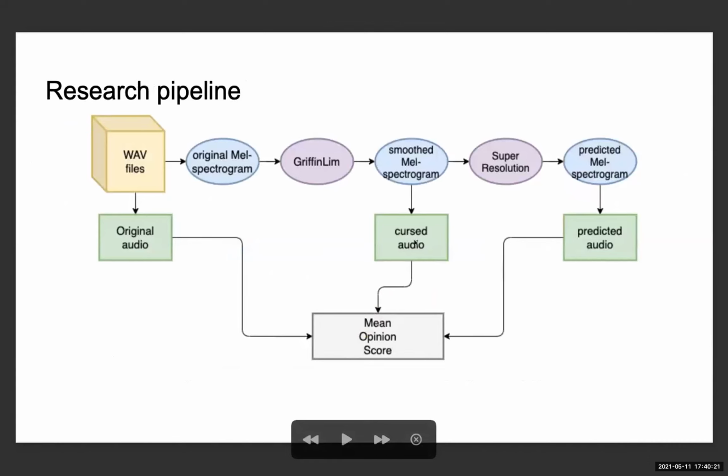Research pipeline. First, we need to get 2 different sets of Mel spectrograms. The first one we get with the help of Griffin-Lim, which artificially smooths them. We will get the second set by applying super resolution to the smoothed Mel spectrograms. The next step will be to receive an audio signal using vocoders for further evaluation. We will have 3 sets of audio signals: original, smoothed, and predicted. It's the green rectangle on the screen.